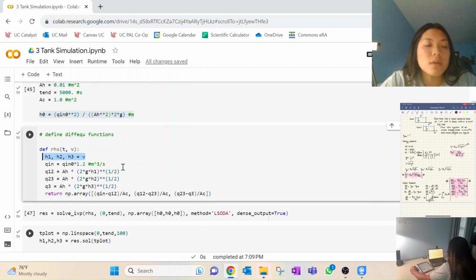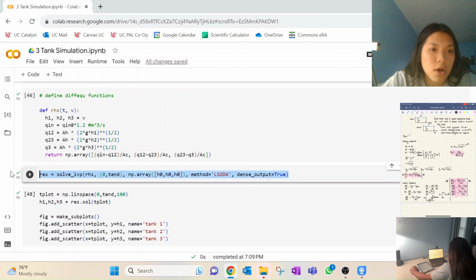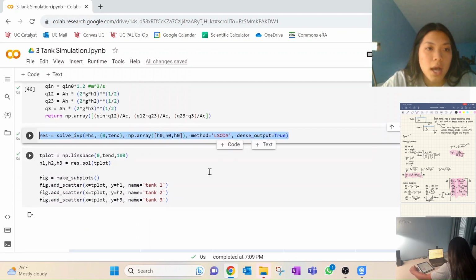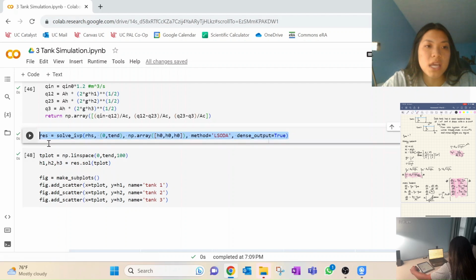And then we use the equations that we derived to get the flow in and the flow from tank 1 to tank 2, flow from tank 2 to tank 3, and then flow out of 3. And the function returned in an array the right-hand side of each equation for each respective tank. And then we use the solve_ivp method here to solve the simultaneous differential equations, and we gave it the name of res.